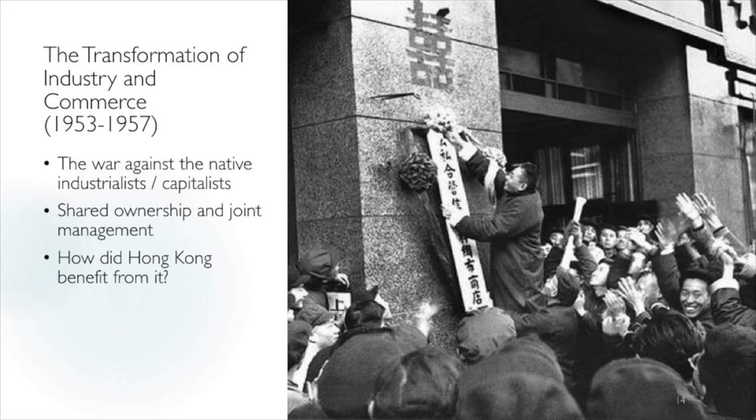And what happened in the urban area? We just talked about the rural area, right? In the urban area, you also have the war against the industrialist capitalists. You make the companies nationalized, state-owned enterprises, okay? You try to confiscate the wealth from private business. This is a photo where they change the name of one of the companies from a private company to a national company.